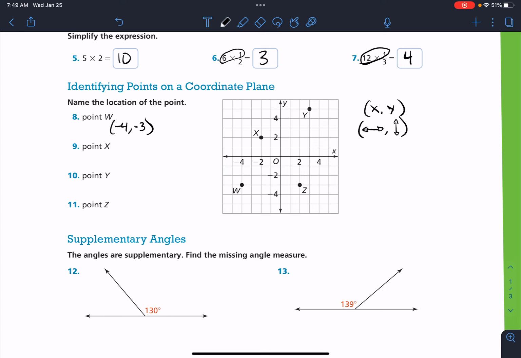And then point X, you do the same thing. You start from the center here. This one says I would go left 2 and then up 2. So left 2, so that'd be a negative 2, and then comma, I need to go up 2, so that associates with being a positive number, so that would be negative 2, comma 2.